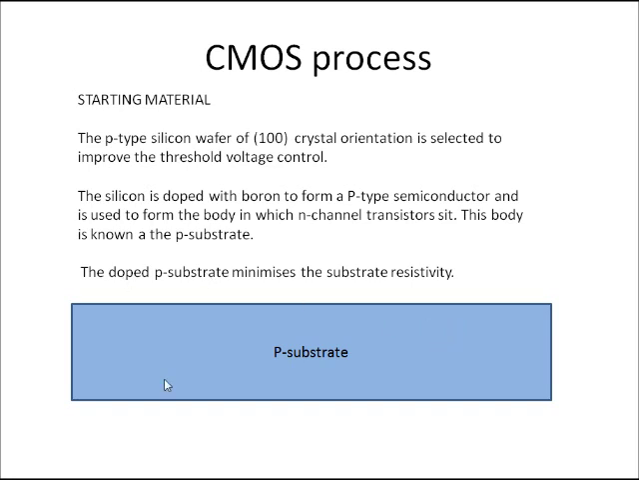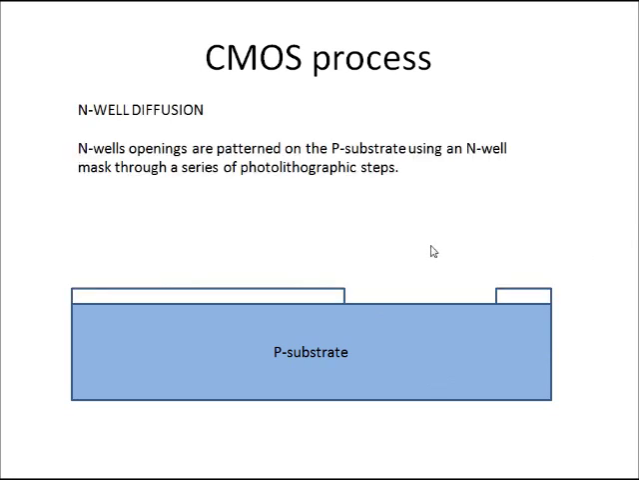If N-channel transistors are formed in the P substrate, how then will the P-channel transistors be formed? In order for P-channel transistors to be formed, we must first create an area within the P substrate called the N-well.